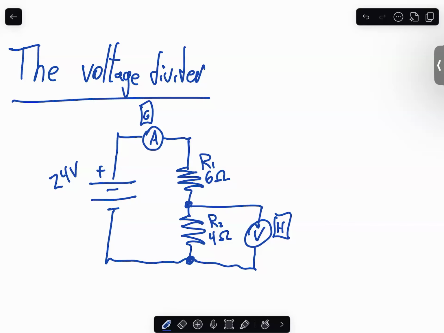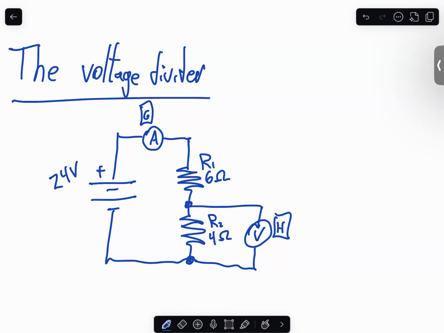Let me ask a second question. What fraction of the total resistance is 4 ohms? Wait, I'm going to do this one in my head. 4 out of 10 is 0.4, right? This is always true with this circuit, the voltage divider circuit.